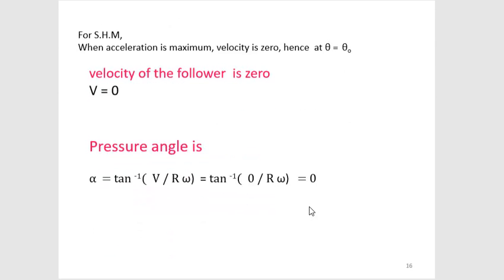Now we know that whenever we are talking about maximum acceleration, at that point the velocity will become 0. So that is a known point to us. Let us talk about pressure angle. When we talk about maximum acceleration, the pressure angle is tan inverse of V upon R omega. But since the V is 0, the pressure angle at the maximum acceleration is 0.